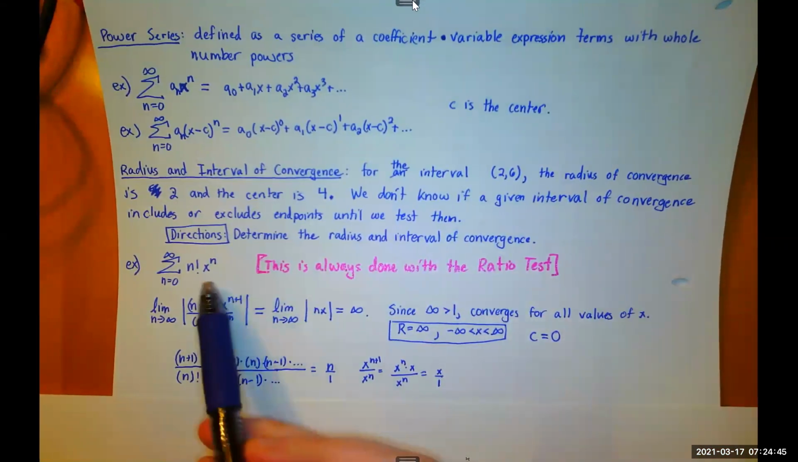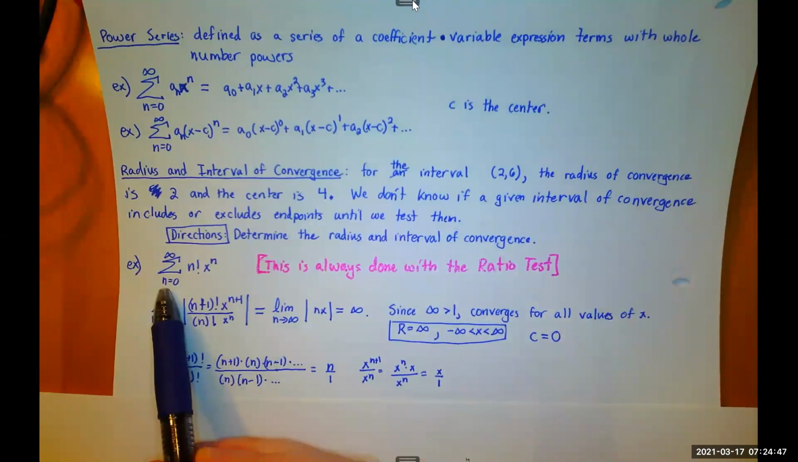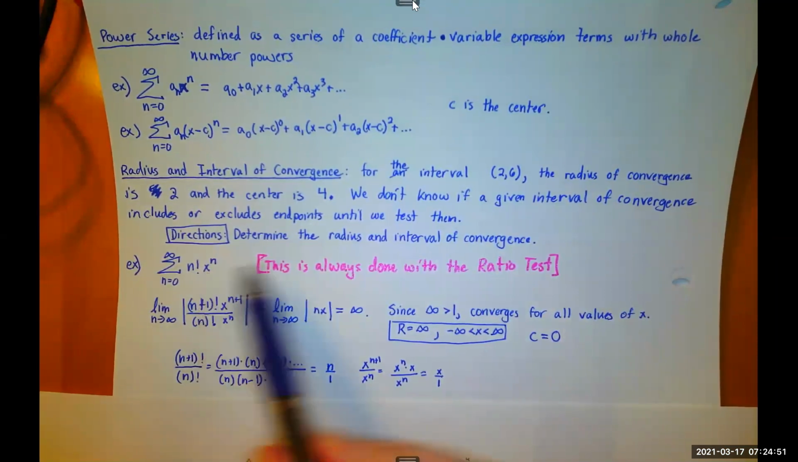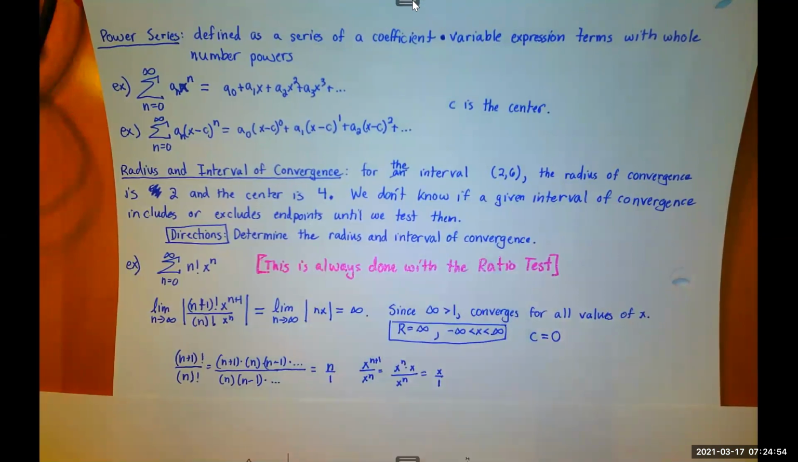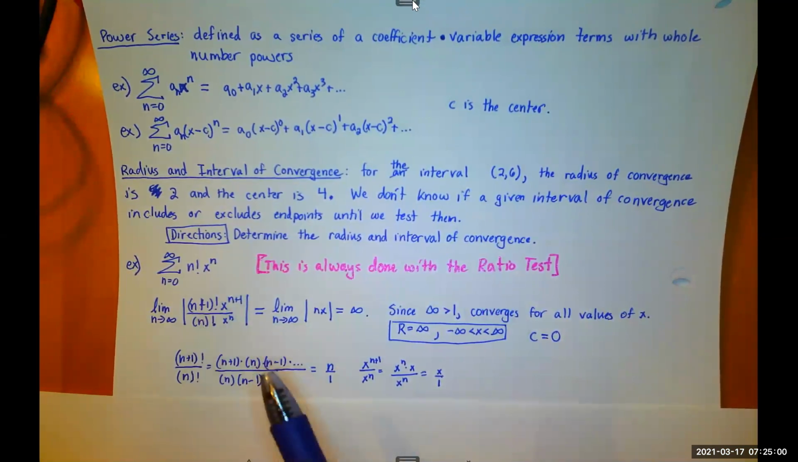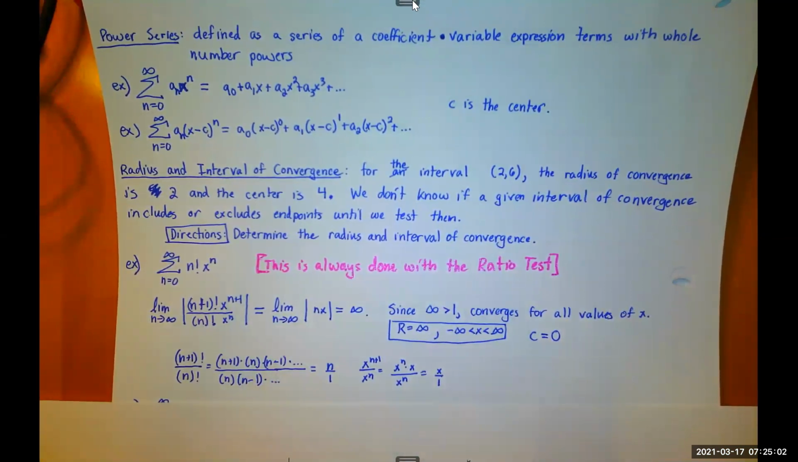Anyway, if we consider this infinite series, summing from 0 to infinity of n factorial times x to the n, we would like to know the radius and interval of convergence. So how do we do that? Well, we do that by determining when this series converges. And we do that by using a convergence test. And really, any could be used if it applies. But what's going to be best typically is the ratio test.